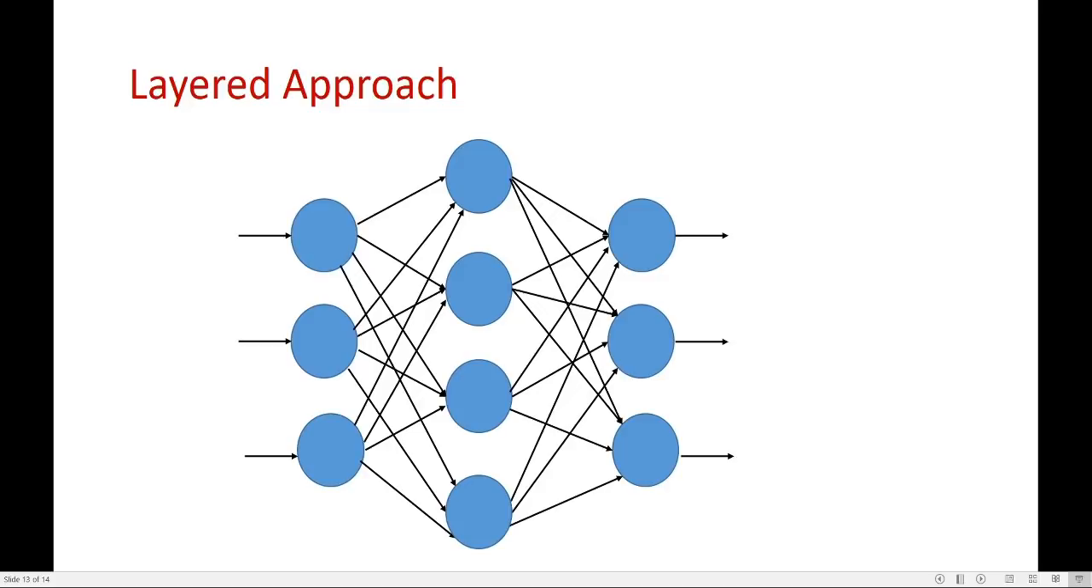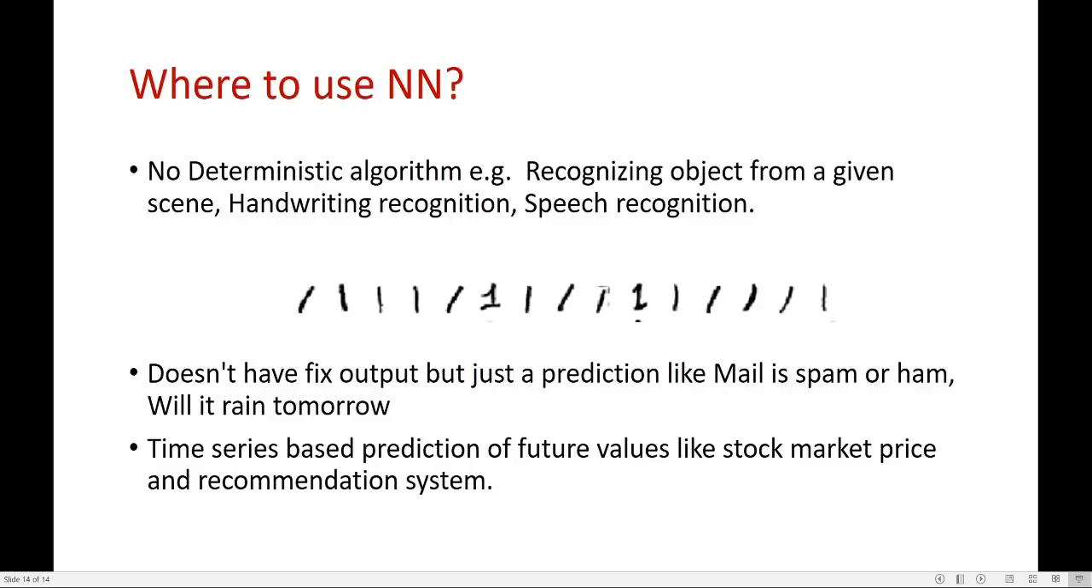But this is overall the layered approach. Every neuron will connect to every neuron present in the next layer. Remember this: a neuron in one particular layer is not going to connect to another neuron present in the same layer. So this is all about the layered approach. Now the question is where to use such artificial neural networks.